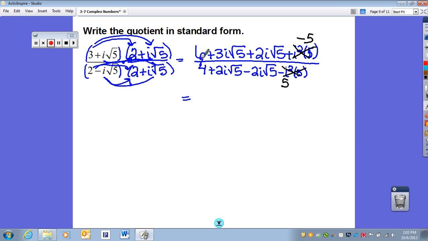Combining like terms on the top, 6 minus 5 would be 1, 3i plus 2i would be 5i square root of 5. Since we're adding, remember, we only combine the leading coefficient and we leave the radical. And then in the denominator, the 2i square root of 5 minus 2i square root of 5 would be 0. And then 4 plus 5 would be 9. That is our simplified form of our original rational expression, and it is in standard form.